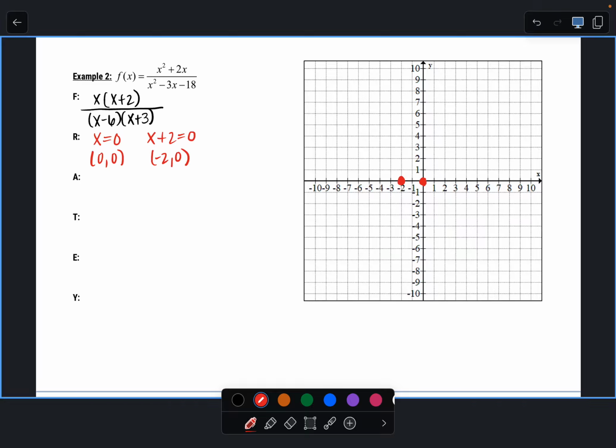Asymptotes come from the denominator. So I'm going to take both factors that are in the denominator. X minus 6 equals 0. X plus 3 equals 0. And I'm going to get 2 vertical asymptotes this time. That means when I go to draw my curve, I'm going to have 3 of them. So I will have one asymptote at x equals positive 6 and one asymptote at x equals negative 3. These are what we draw as vertical lines. So I'm going to draw one through positive 6, and one through negative 3.